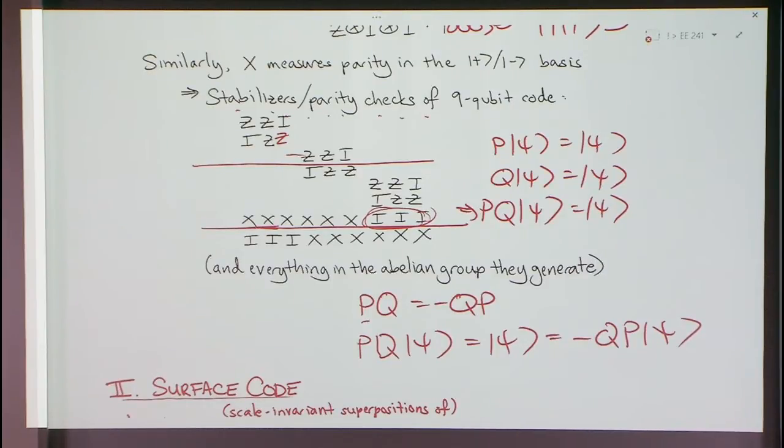Can you repeat the question for me? Right. So the question, I'm not 100% sure I get it. It's something about can you implement a code where the stabilizers or the checks are sums of operators instead of tensor products of operators.